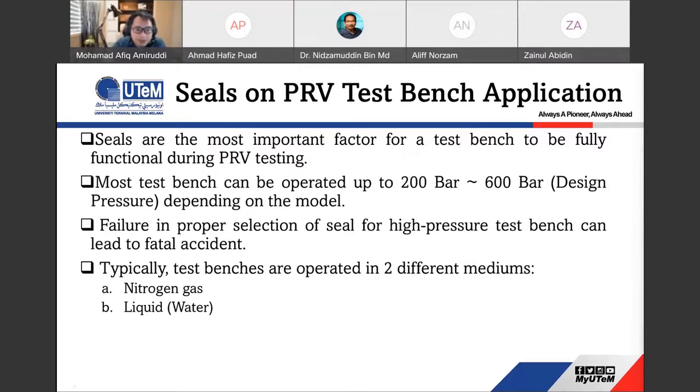The design pressure depends on the model. If there is a failure in proper selection of seals for a high pressure test bench, it can lead to a fatal accident. It's very dangerous. Typically, test benches are operated with two different mediums, nitrogen gas and liquid. Usually we use water.